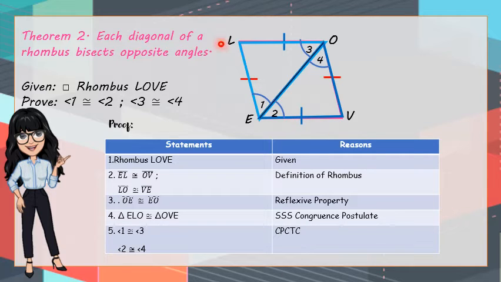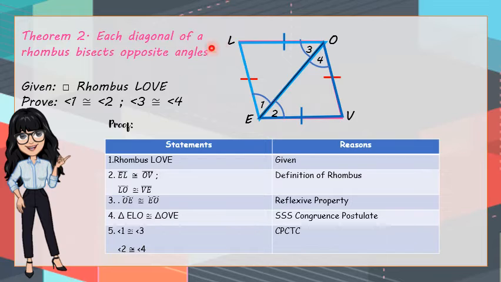So this angle LEV will be divided into two congruent angles. And these two angles are this, angle 1 and angle 2. So we need to prove that these two angles are congruent. And then your angle LOV will be divided into two congruent angles such as the angle 3 and angle 4. So we have proven here that angle 1 indeed is congruent to angle 2, angle 3 is congruent to angle 4. So the diagonal of our rhombus bisects opposite angles.